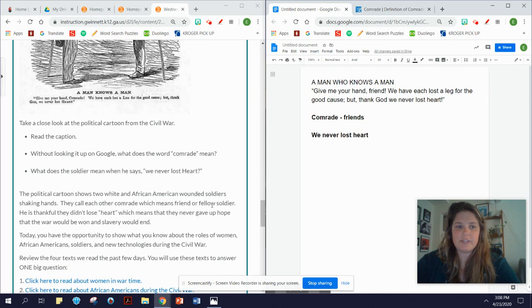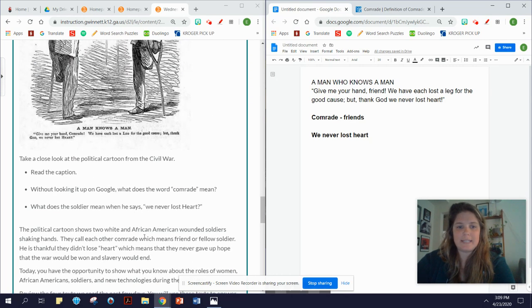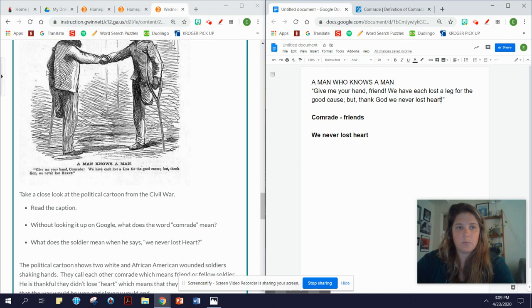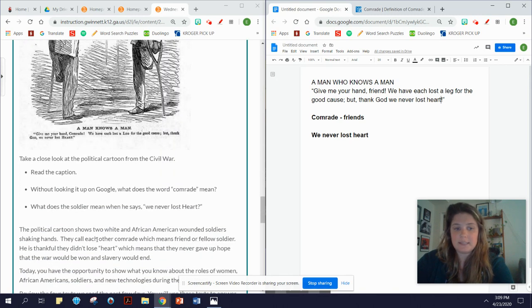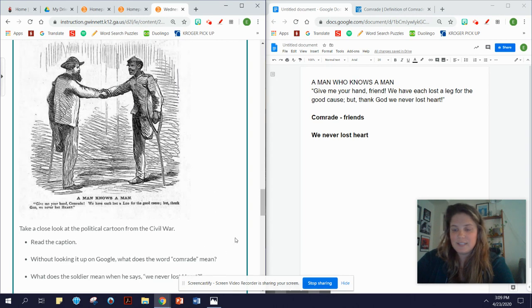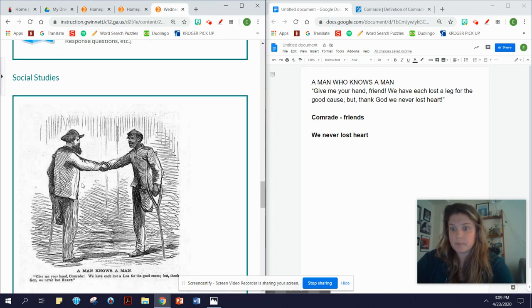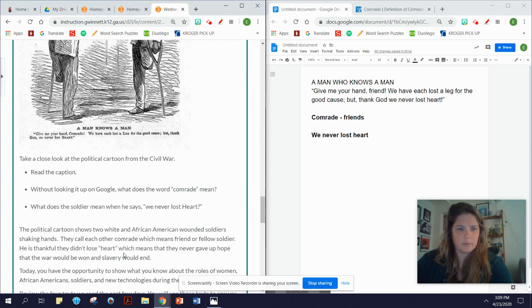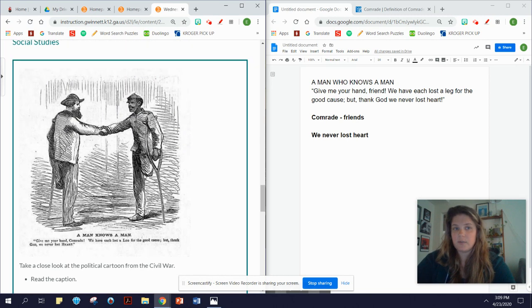So what you're actually seeing here is a white wounded soldier and an African-American wounded soldier shaking hands. They call each other comrade, which means friend or fellow soldier. So they're friends, even though one of them is white and one of them is African-American during the Civil War. He's thankful they didn't lose heart, which means that they never gave up hope that the war would be won and slavery would end. So they gave up a lot during this war.